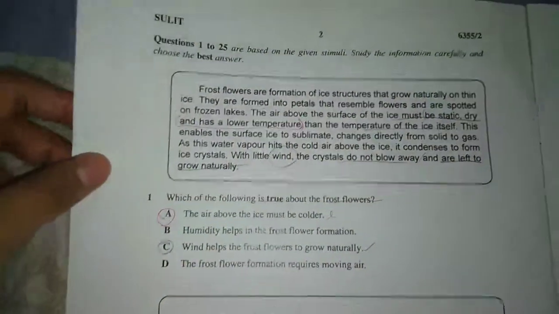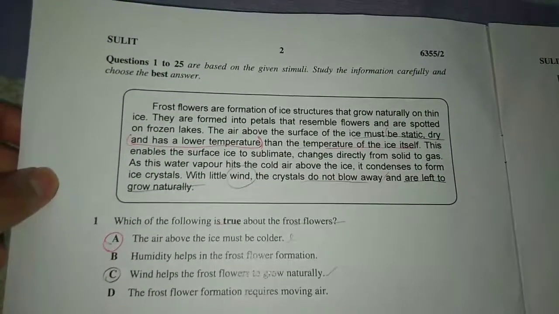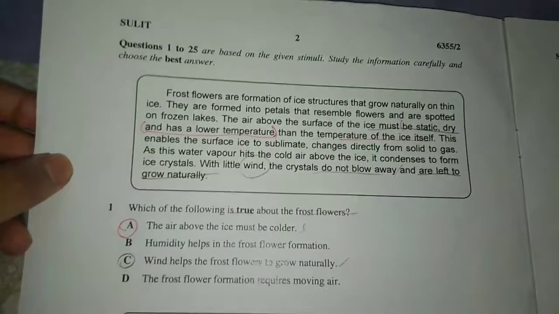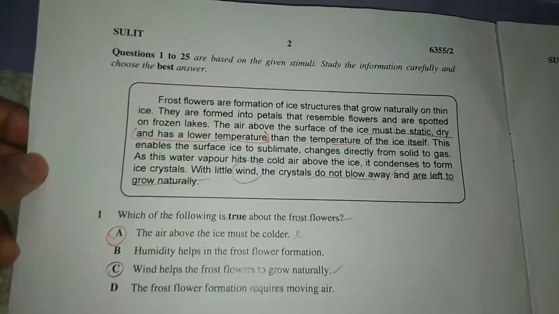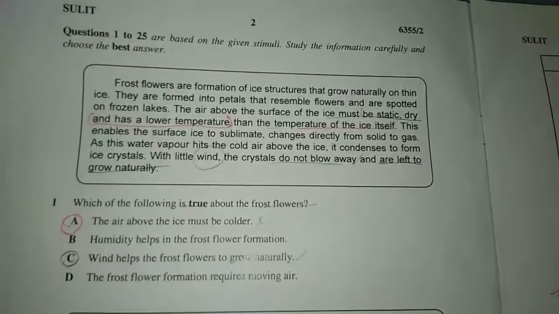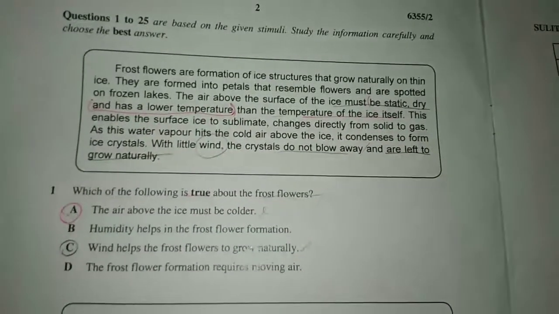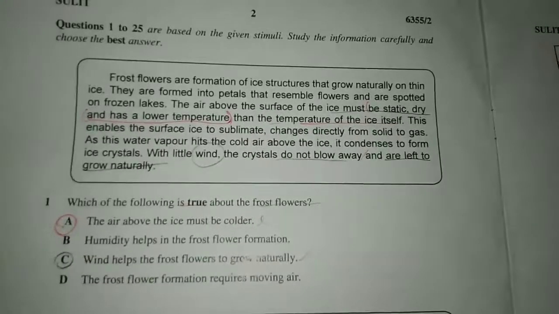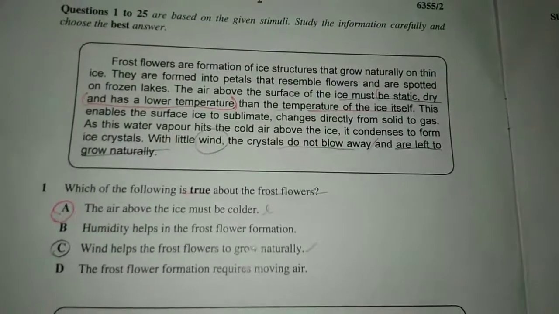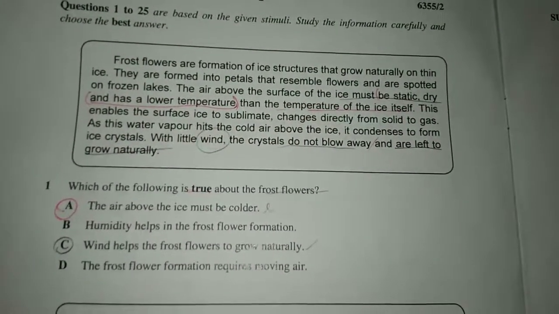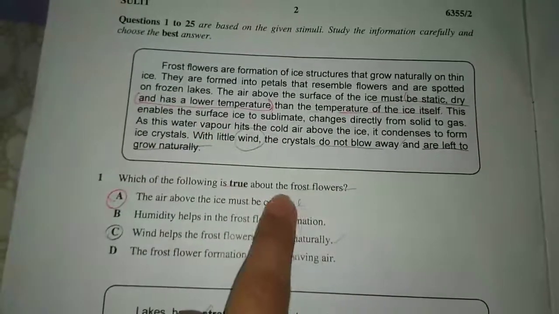Frost flowers are formation of ice structure that grow naturally on thin ice. They are formed into petals that resemble flowers and are spotted on frozen lakes. The air above the surface of the ice must be static, dry, and has a low temperature, then the temperature of the ice itself. This enables the surface ice to sublimate, change directly from solid to gas. As this water vapor hits the cold air above the ice, it condenses to form ice crystals. With little wind, the crystals do not blow away and are left to grow naturally. Which of the following is true about the frost flower?